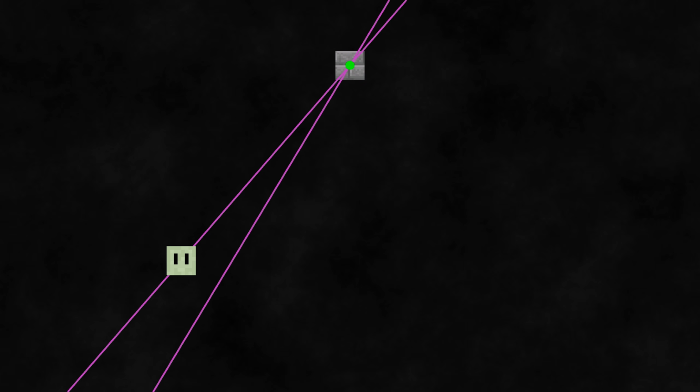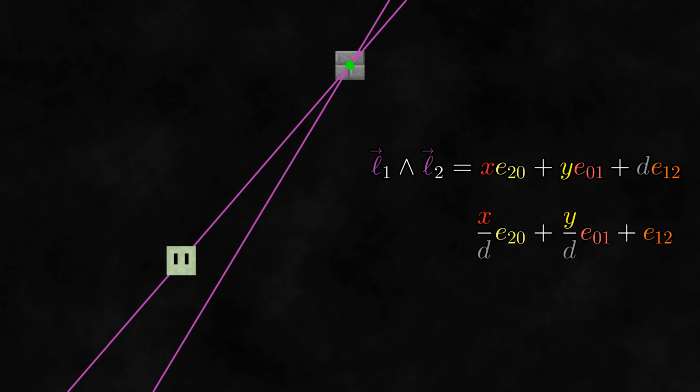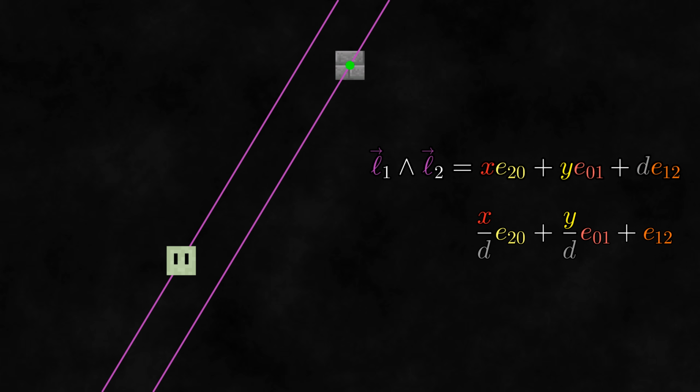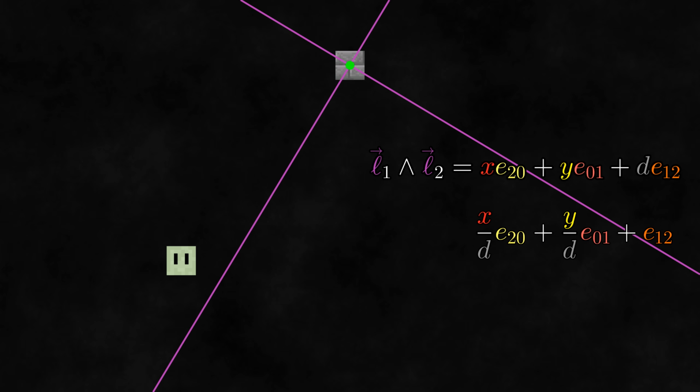When doing the calculations in PGA, this uncertainty actually shows up in the equations. After calculating the meet of the two lines, we have to normalize the resulting bivector to be able to extract the coordinates of the stronghold. It turns out that the E12 coefficient, which is the number we need to divide by to do this, is related to the uncertainty. It will be 0 when the lines are fully parallel, and it will be 1 when the lines are completely perpendicular, as long as you normalize the lines first.